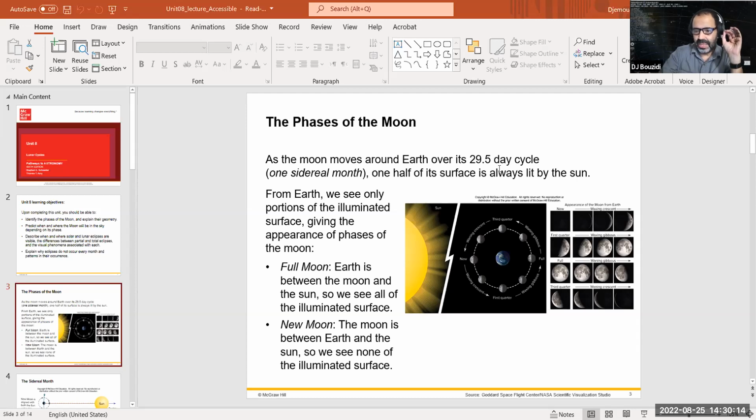Since 29.5 divided by 4 is about 7 point something, let me do the math here to give you an exact number. You should be able to get your calculator. It doesn't have to be a fancy calculator, any calculator will do. 29.5 divided by 4, that's 7.4, basically 7.375 to be more specific.